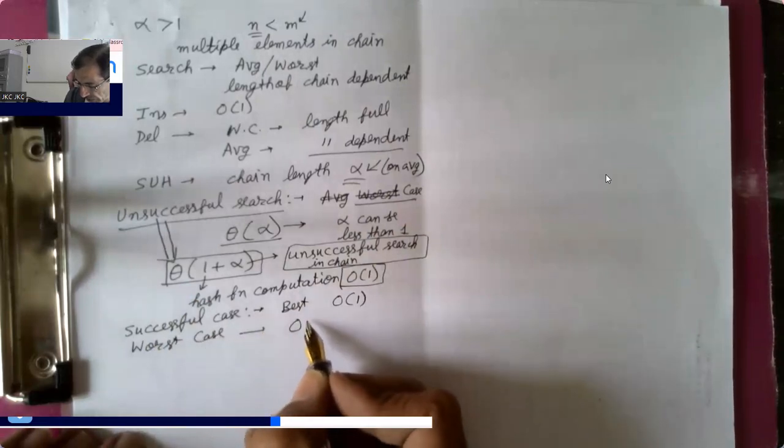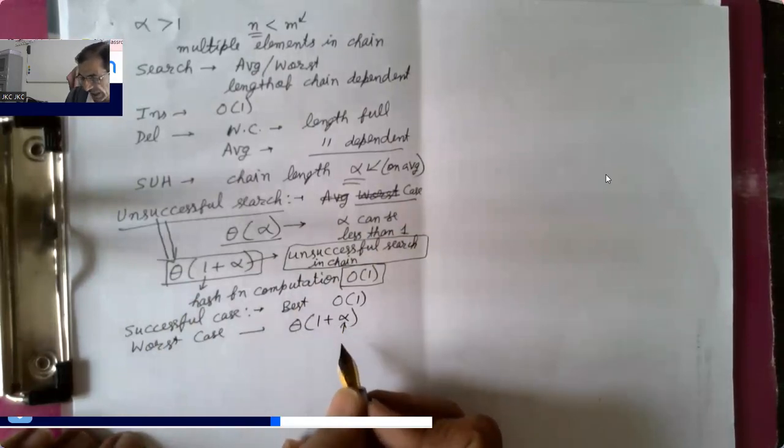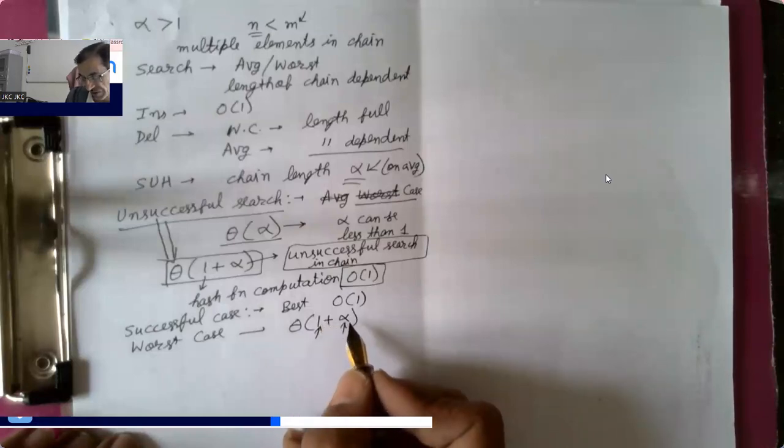What about the successful case? So the successful case, best case, order of 1, obviously. Worst case, again, I have to explore the full length. That will obviously mean theta of 1 plus alpha, because alpha times I have to go through that chain, and 1 is the time for the hash function. If alpha is less than 1, then 1 plus alpha will mean 1 effectively. If alpha is very big, let's say alpha is 10,000, this 1 will be ignorable, but we don't know, so we write 1 plus alpha.